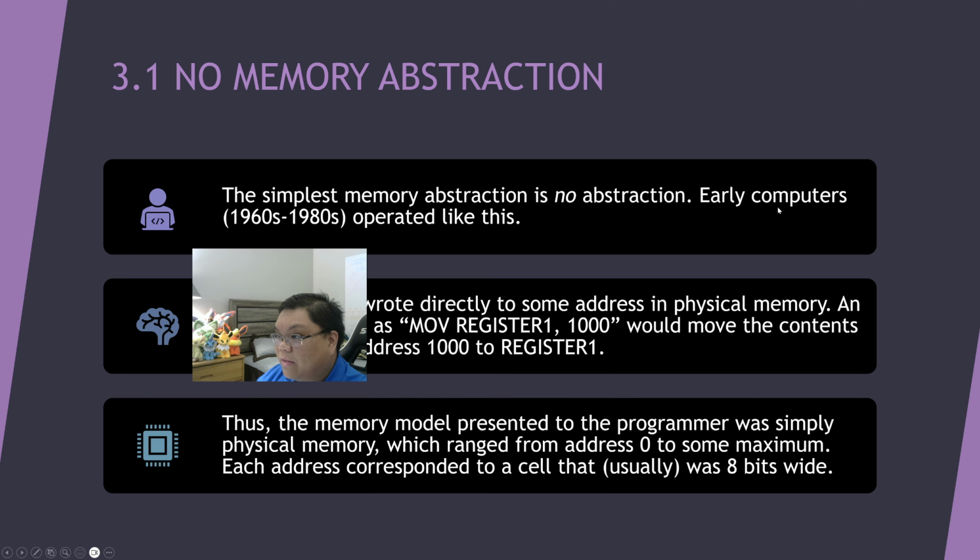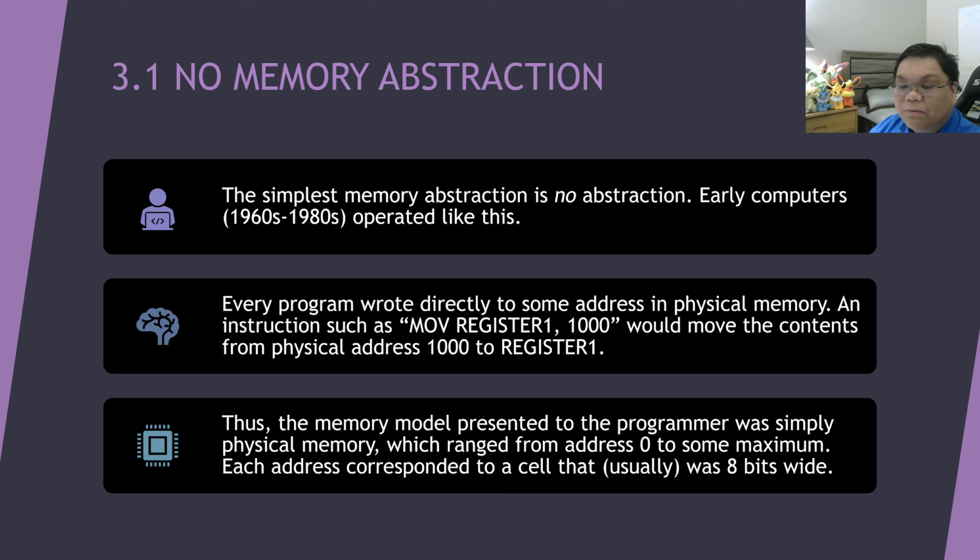Once upon a time, when we talk about a memory abstraction for our programs, there was no memory abstraction. When we said something like move register, 1000, that meant move the contents from physical address 1000 to register 1. So when we talk about the memory available to a programmer, it's literally gonna be physical memory. In other words, a programmer would work with physical memory directly.